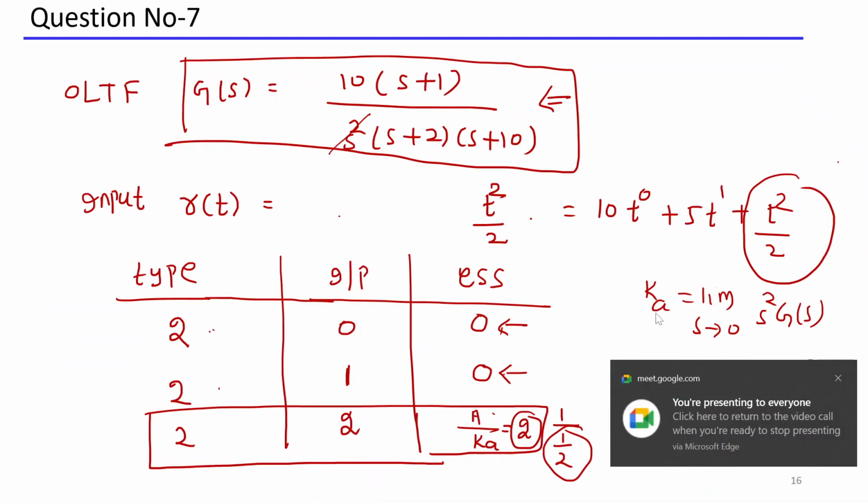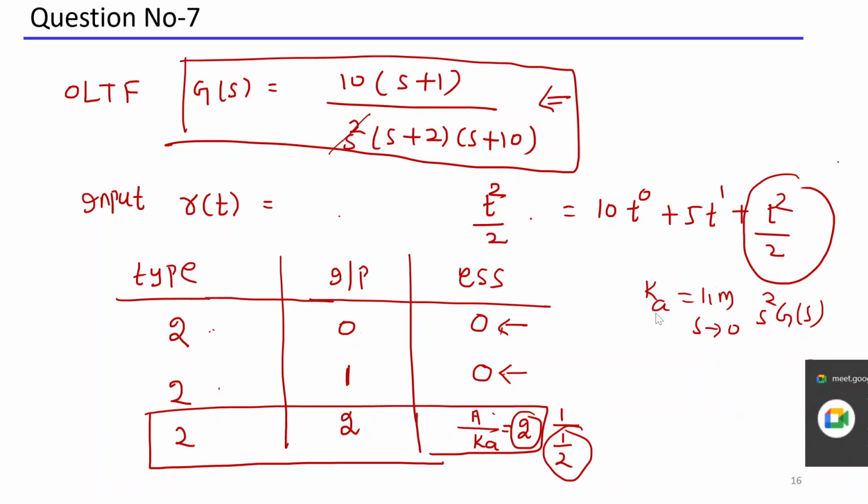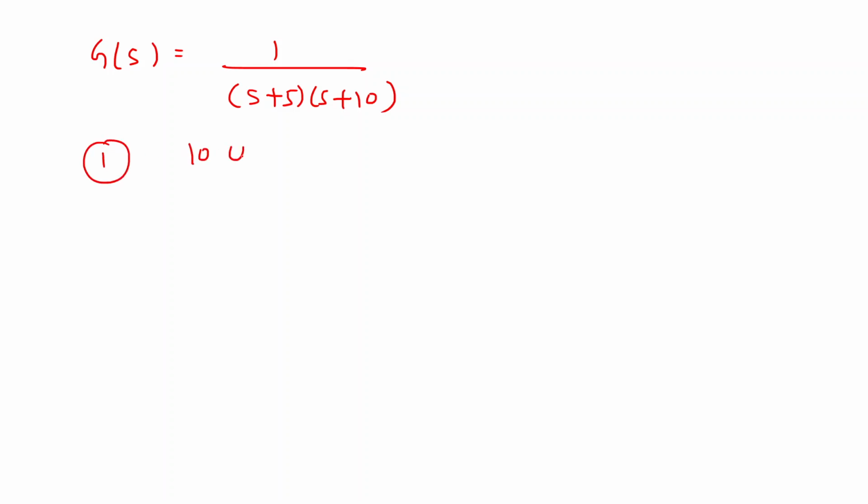Is this part clear? I'll solve more questions if it is not clear. Let me give another question. This is g of s, given as something over s plus 5 into s plus 10. Tell me, for the first input, suppose I apply 10 into u of t, what is the steady state error?